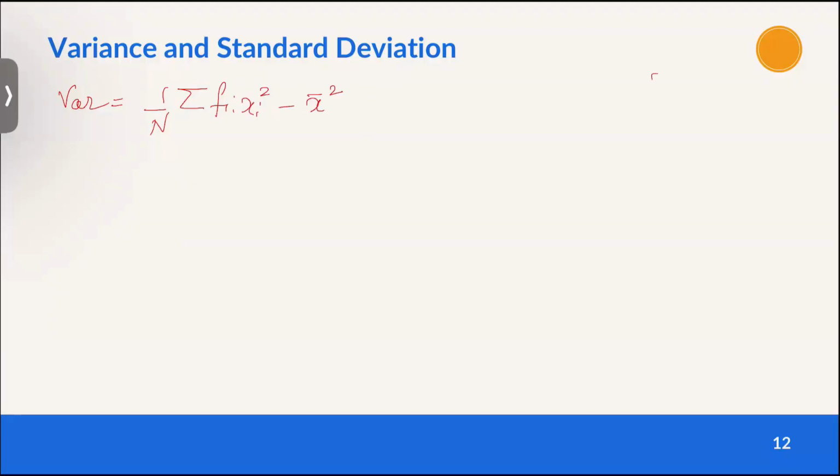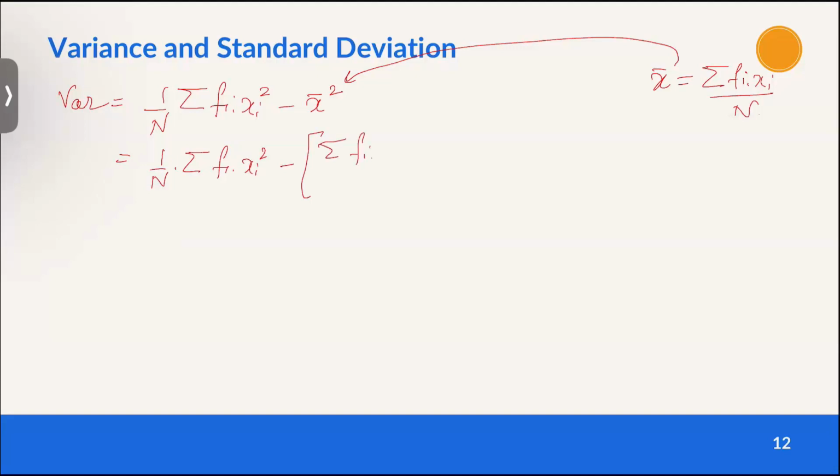Now you know what x bar is? X bar is nothing but summation of fi xi by n, right? So we will put this here. What will we have? We will have 1 by n summation of fi times xi squared minus summation of fi xi by n whole squared, right? So we will have 1 by n summation of fi times xi squared minus 1 by n squared, summation of fi xi whole squared.